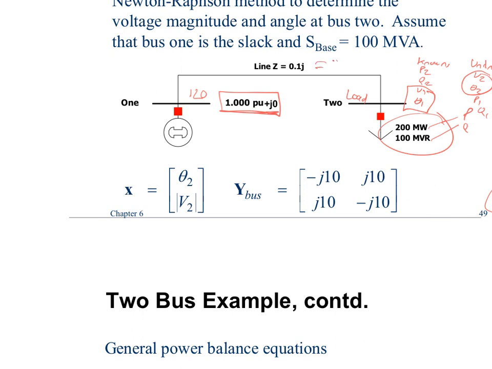This becomes negative J10. So this is negative 10J is the Y-bus. That's the only element we have. So if you do your Y-bus build, you should end up with this. Okay? Make sense?